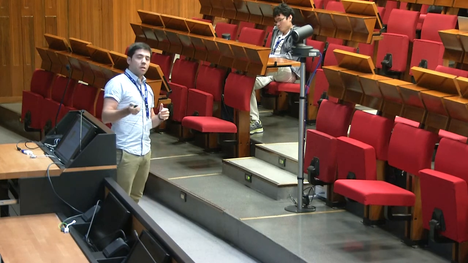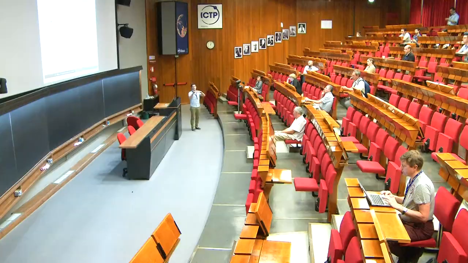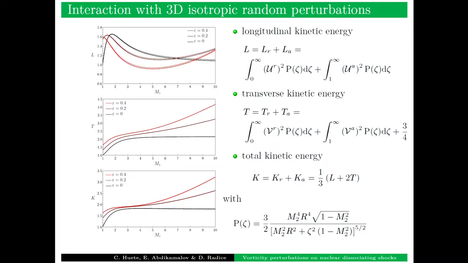The idea is to compute the kinetic energy amplified by the shock front when it encounters that isotropic turbulent field upstream. And the idea too here, especially in the astrophysical context, is to see how this turbulent kinetic energy amplified by the shock is affected by the nuclear dissociation and to parameterize this interaction. And there it is. When we split the contributions into longitudinal and transverse kinetic energy, and of course the total kinetic energy, we obtain the following pictures.